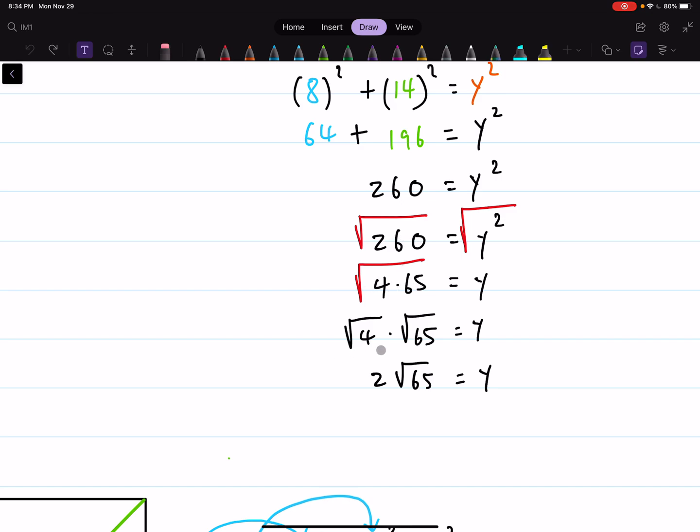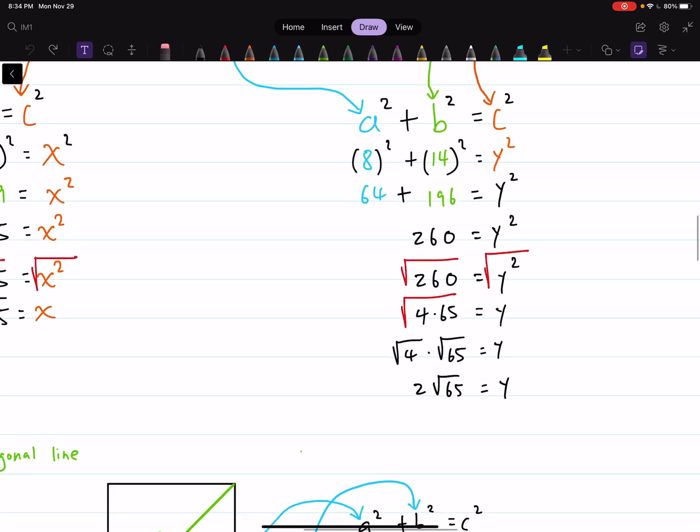So this is the same statement as that. I just separated it using the multiplication sign here. And the square root of 4 is 2. And so my final answer is 2 square root of 65, okay, is equal to y.